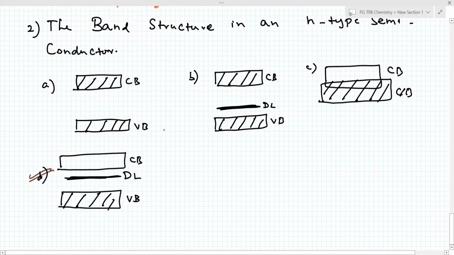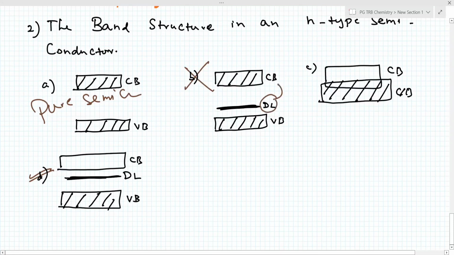First option: is any impurity added? Listen. If impurity is added, there will be a donor level or an acceptor level. Any impurity here? No, right? Yes or no? No, sir. This is a pure semiconductor. You got it? This is a pure semiconductor.